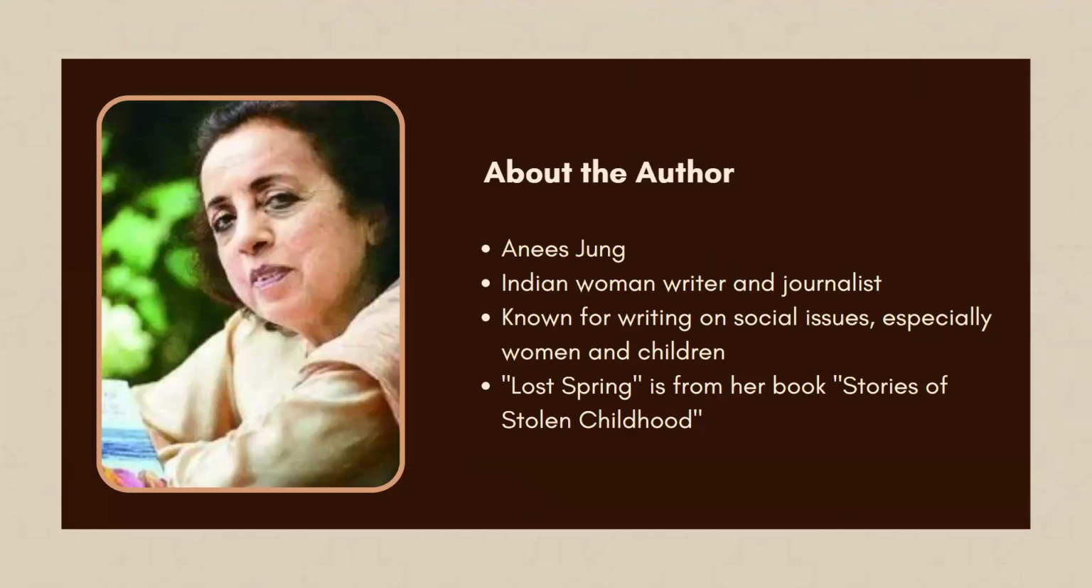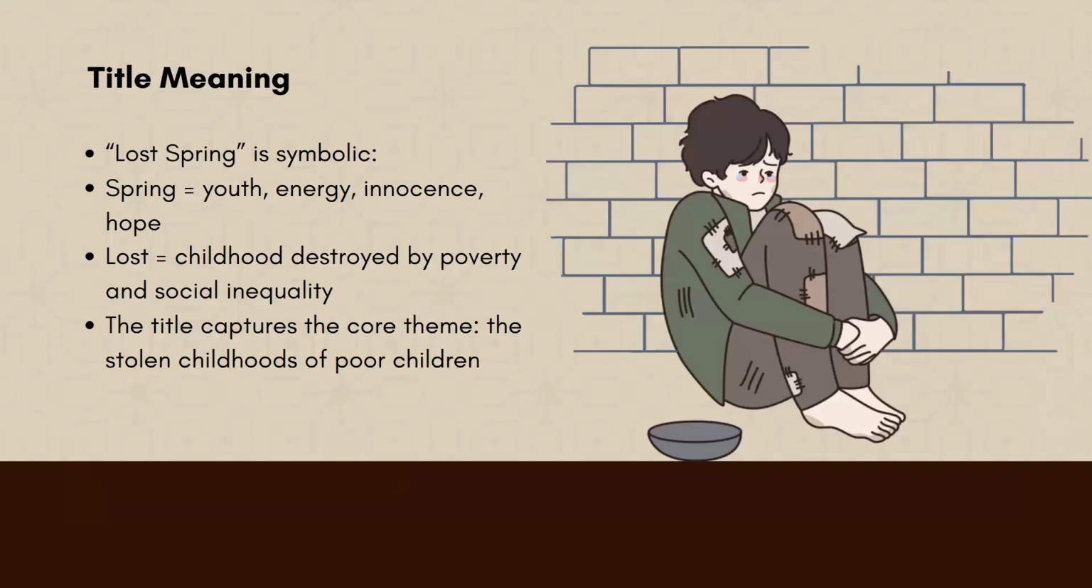About the author. Anees Jung is an Indian writer and journalist known for her sensitive exploration of social issues, especially those affecting women and children. Lost Spring is an excerpt from her book Stories of Stolen Childhood, where she documents the lives of children trapped in poverty. The title Lost Spring is quite symbolic.